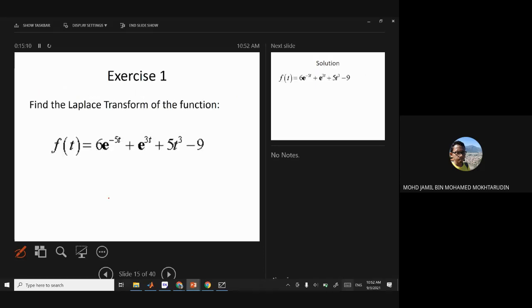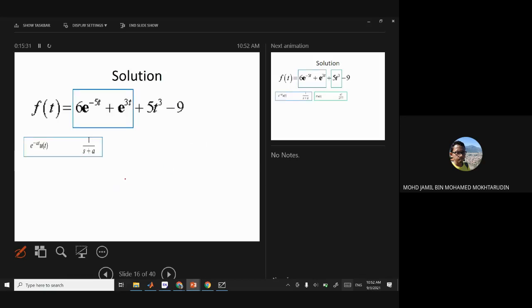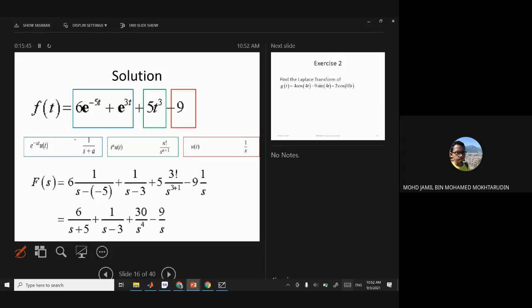Okay, so this is an exercise, so you can do it at your home. So if you have the function ft equals 6e power of minus 5t plus e power of 3t plus 5t cubed minus 9, how to find the Laplace transform? Okay, so firstly, we identify each of the components of f from the table. So this is taken from the table. So we know the theorem that if f is made up of addition of several functions, then you can do Laplace transform for each of them separately.